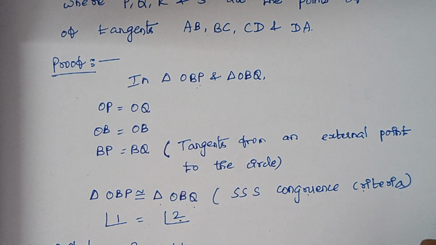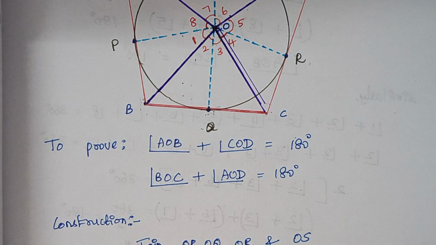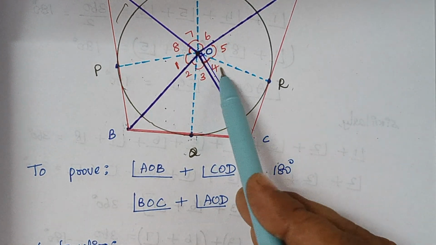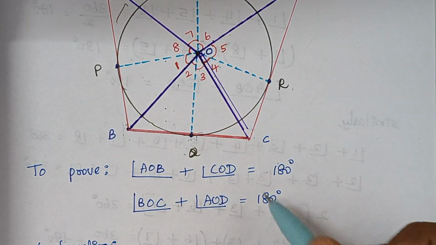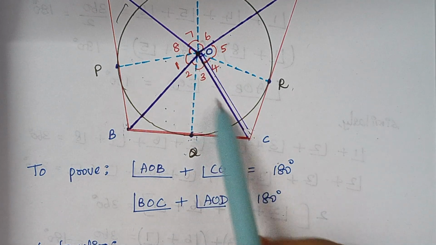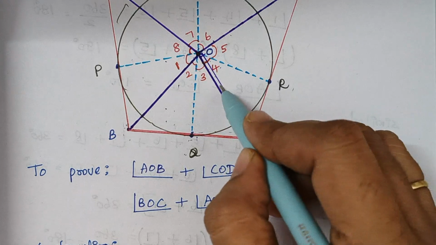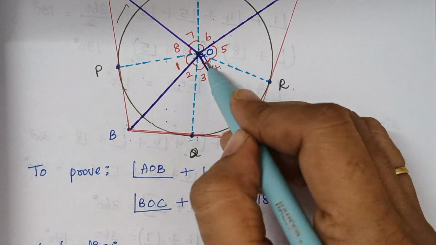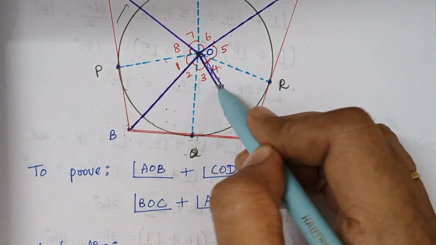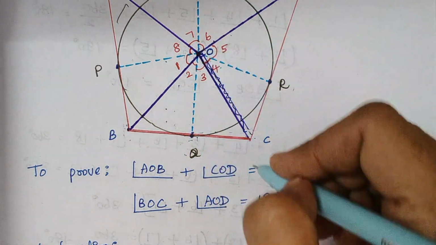Now you see we can prove angle 3 equal to angle 4. How can we prove it? Again you have to consider this triangle and this triangle. You see this is an extra line, don't consider it. While drawing the sketch I got it as 2. So this is one line.